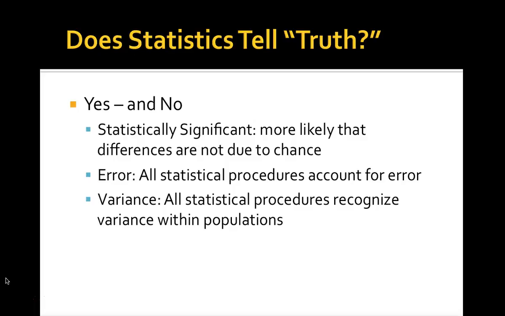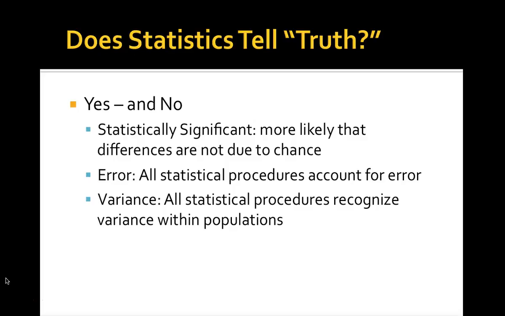It's important to keep in mind also that statistics is always going to be rooted in some level of error. All statistical procedures account for error in their analysis. And all statistical procedures also recognize variance within populations. So while statistics can oftentimes tell us a lot about a sample and a larger population, there's always going to be variance within the population, and all statistical procedures do have some level of error associated with them. So while we may say that something is statistically significant, we have to take that for what it is, which means that there's some level of error involved in that, and there's some level of variance within the larger population.